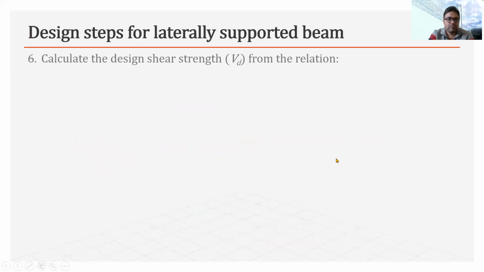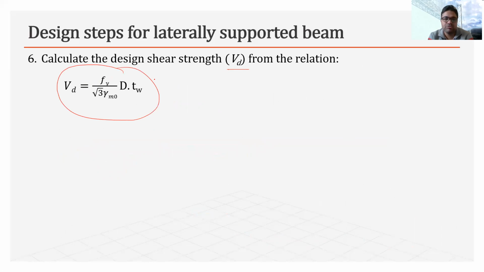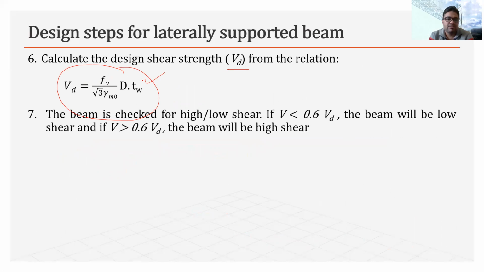Now, in step 6, we will find out the design shear strength, VD. Using this relation, I have already discussed the design shear strength. So using this relation, we will find out the VD value. And then in the 7th step, we will check whether our beam is of high shear or low shear.